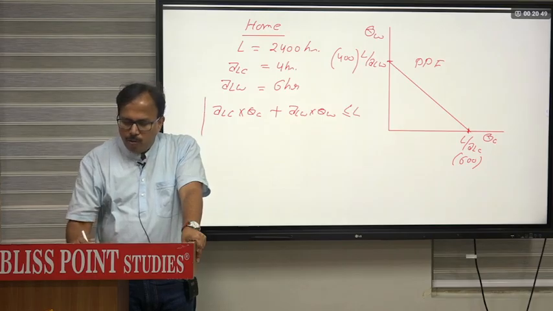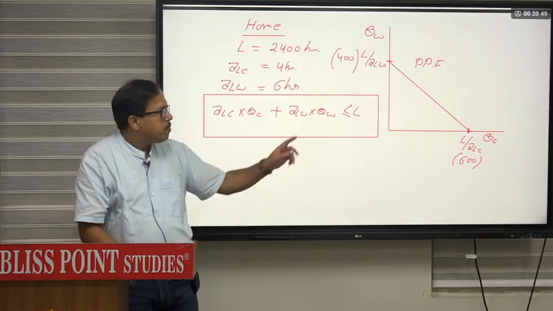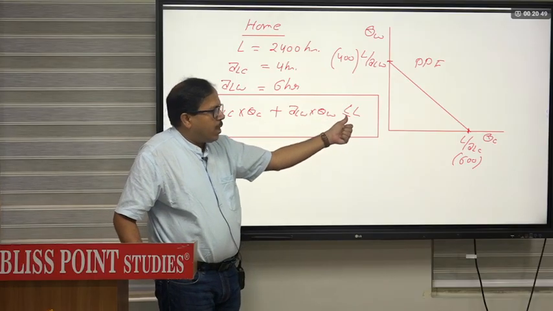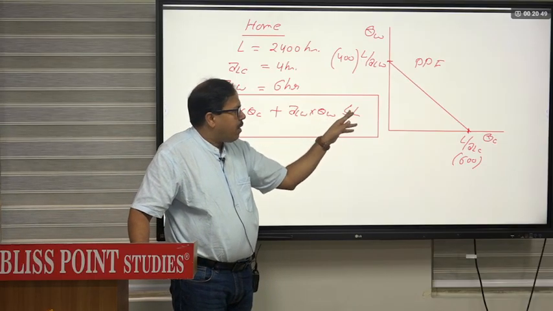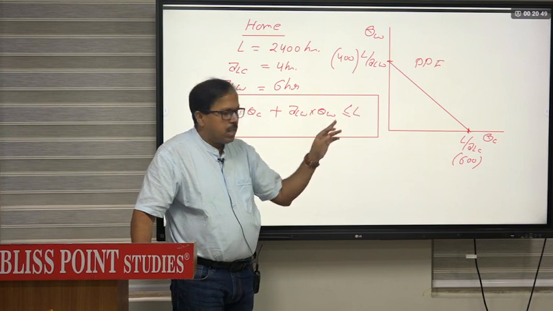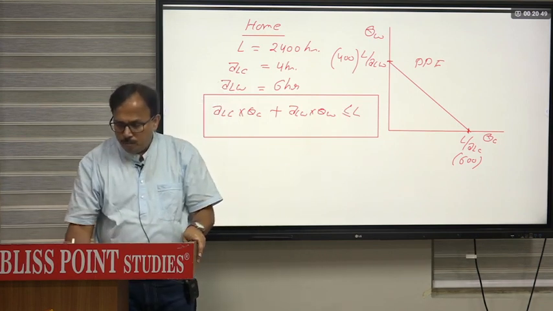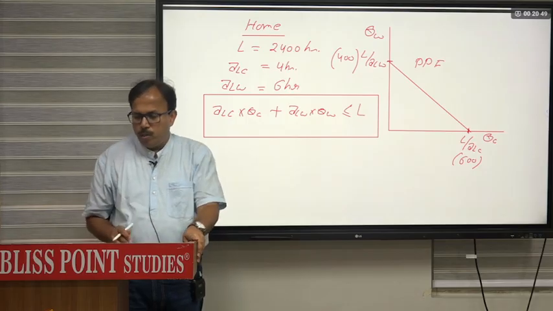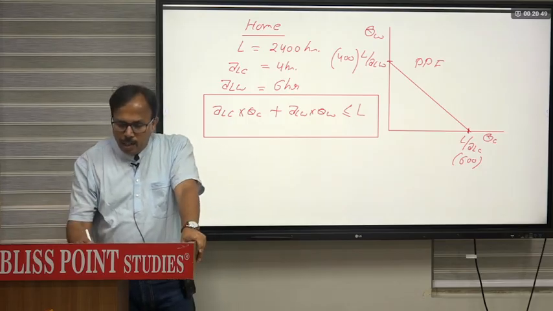This is the equation for this line. On the line there is equality, and for a point inside, the less than sign. Less than or equal to L, less than or equal to labor. Clear? And if you know the equation of the line, you can also calculate the slope of that line.